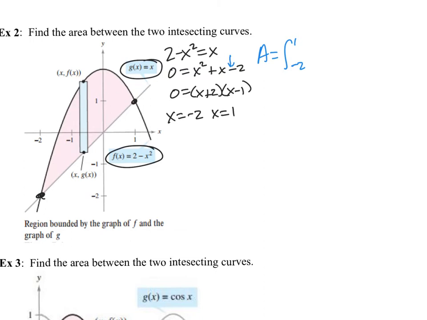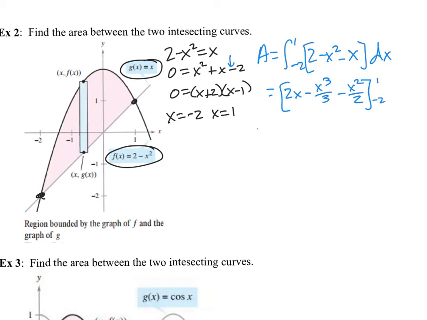So that's going to be 2 minus x squared, and then minus the lower function, which is x. Let's put brackets around that and dx. All right, so we're ready to find the antiderivative then. And let's take it term by term. The antiderivative of 2 is 2x, and then minus x to the third over 3, and then minus x squared over 2, and we'll evaluate that from -2 to 1.